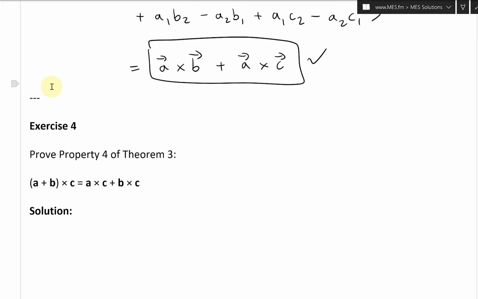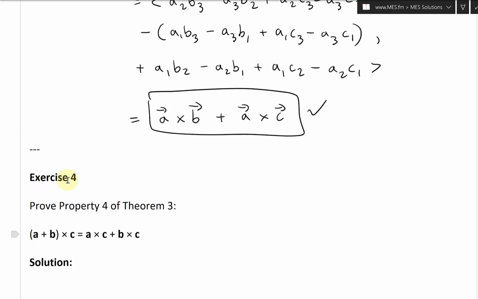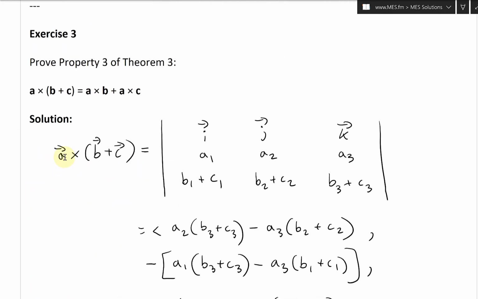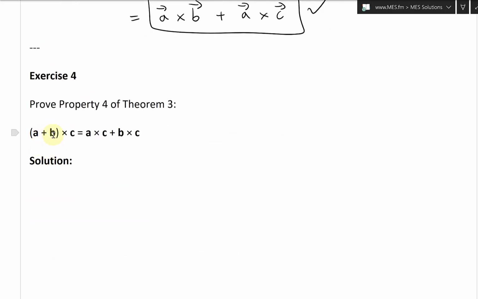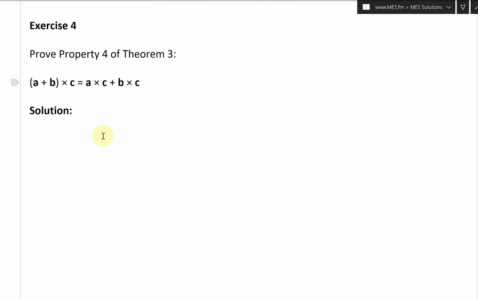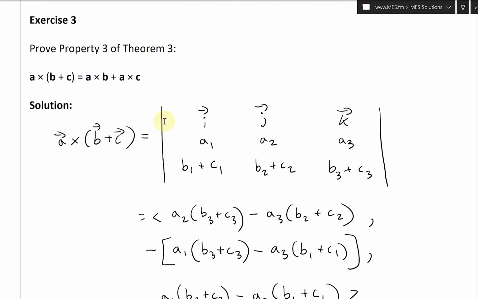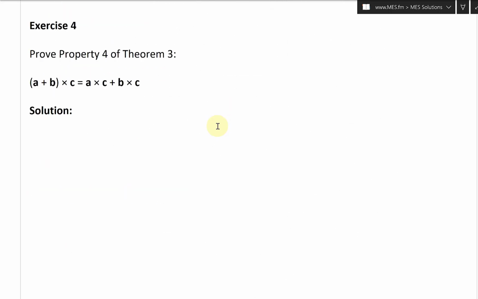Alright, so now this brings us to exercise 4, and this one states: prove property 4 of theorem 3. It's almost identical to the previous one, but instead of A cross (B plus C), we have it the other way around, (A plus B) cross C, and show that you can FOIL this out exactly, so A cross C plus B cross C, basically the other way around. So we can do basically the same setup here. We'll just copy and paste exactly the same thing here, but slightly different.